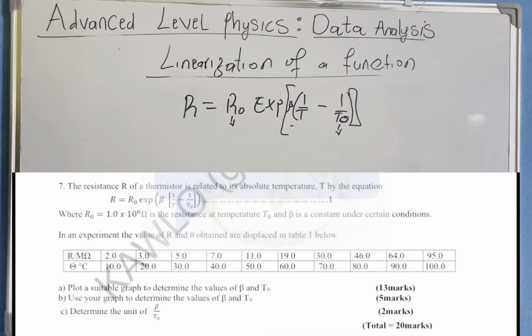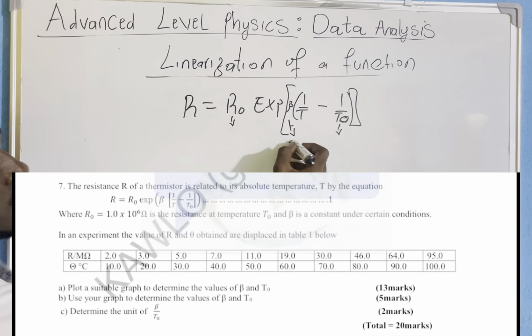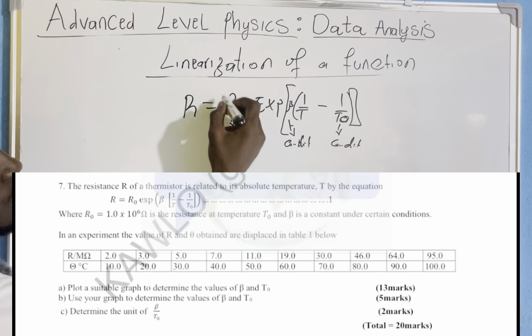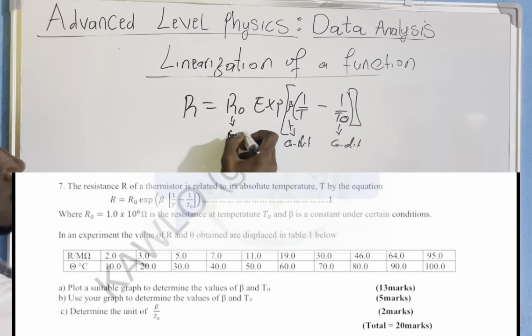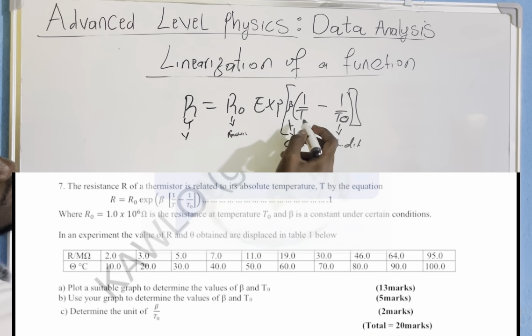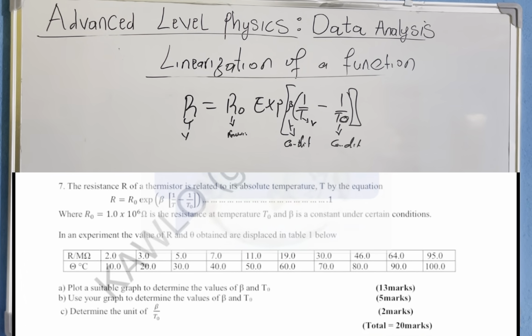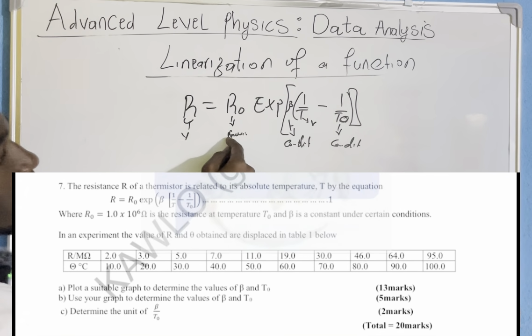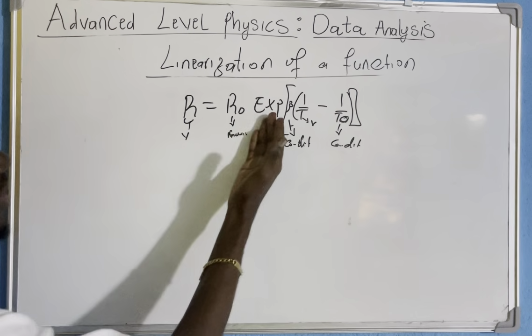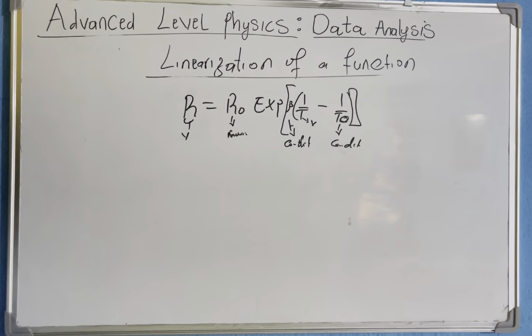Okay, so we can also see that beta and T0 are unknown constants to be determined. This one, R0, is a known constant, so we have the value of this. These are my variables. Variables are R and T. As I said, whenever you have a known constant which is disturbing you, bring it to the right hand side, no problem, because it's a known constant, you have the value.